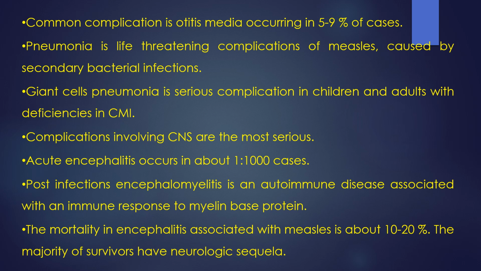Complications involving the central nervous system are the most serious. Acute encephalitis occurs in about 1 in 1000 cases. Post-infectious encephalomyelitis is an autoimmune disease associated with an immune response to myelin basic protein. The mortality in encephalitis associated with measles is about 10 to 20%. The majority of survivors have neurologic sequelae.